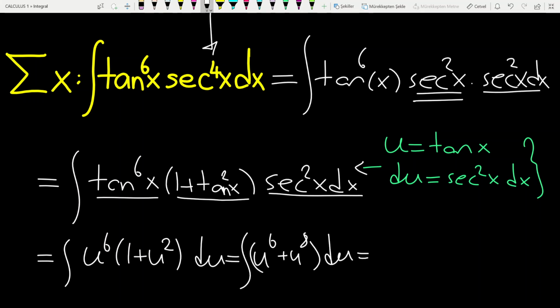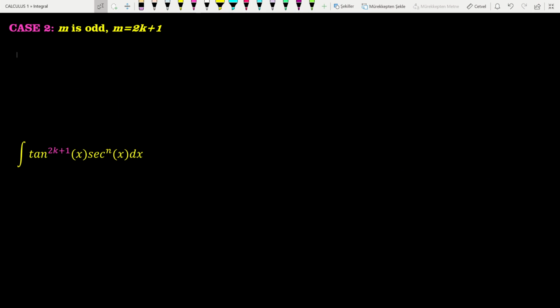It's very easy to integrate this function. I have u to the power 7 divided by 7 plus u to the power 9 divided by 9 plus c. I should use back substitution since u is tangent x. Instead of u, I should write tangent. So this is tangent to the power 7 and tangent to the power 9. This is all.